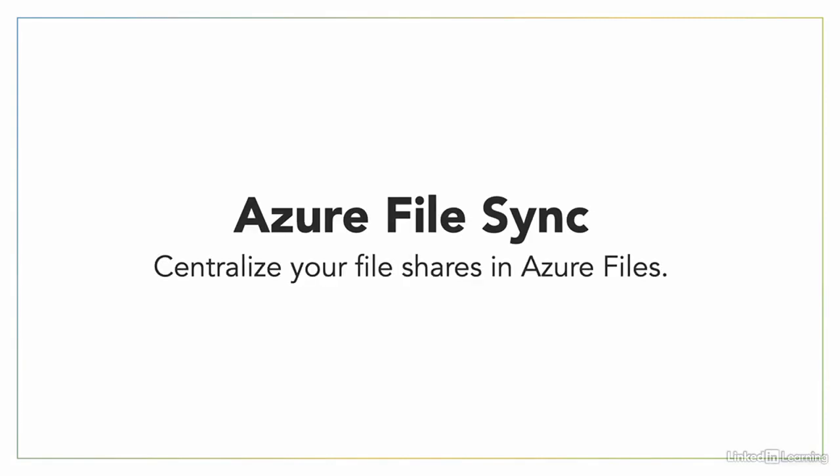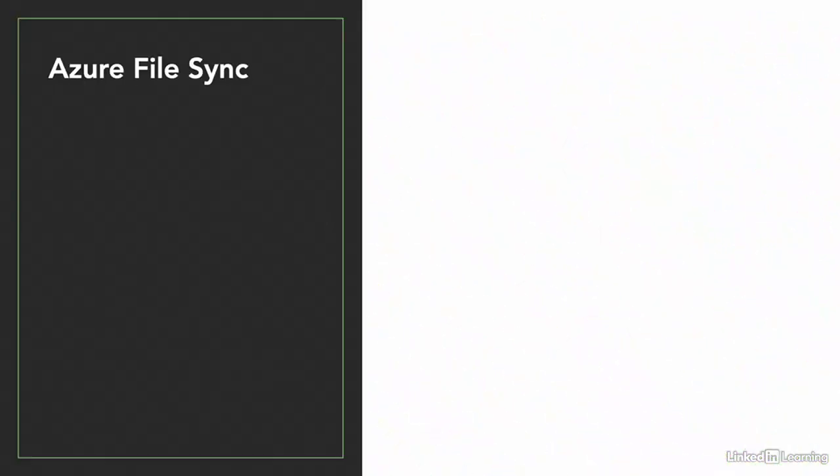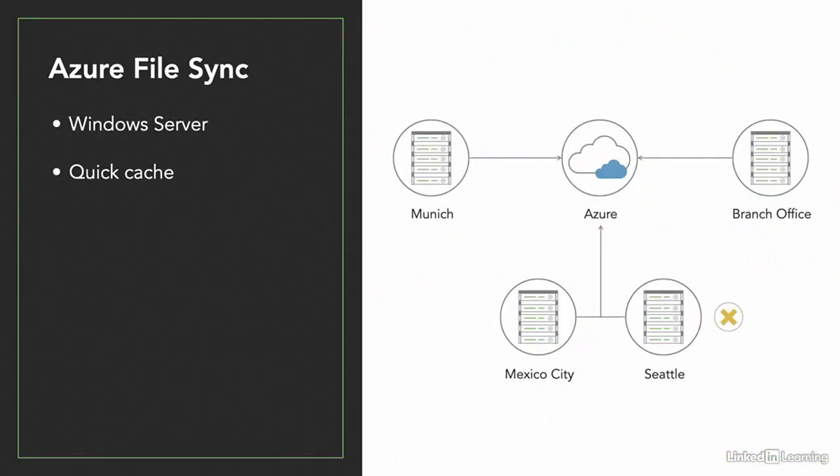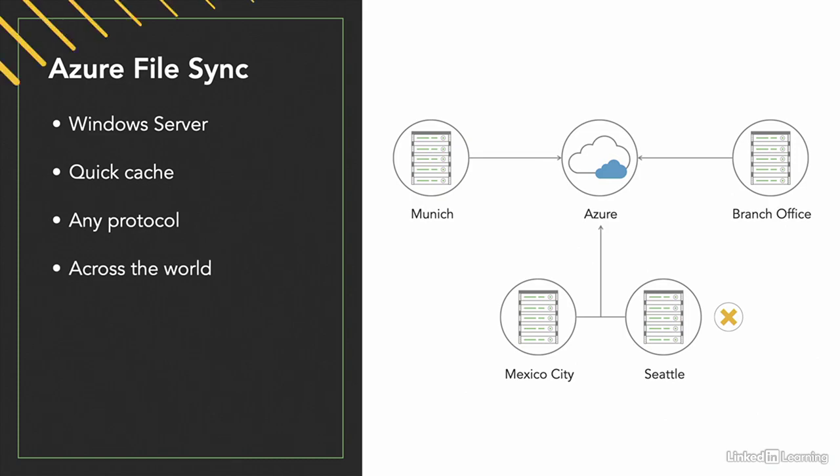Azure File Sync is a service that helps you centralize your organization's file share in Azure Files while keeping the flexibility, performance, and compatibility of an on-premises file server. Azure File Sync transforms Windows Server into a quick cache of your Azure file share. You can use any protocol that's available on Windows Server to access your data locally, including SMB, NFS, and FTPS. And you can have as many caches as you need across the world.